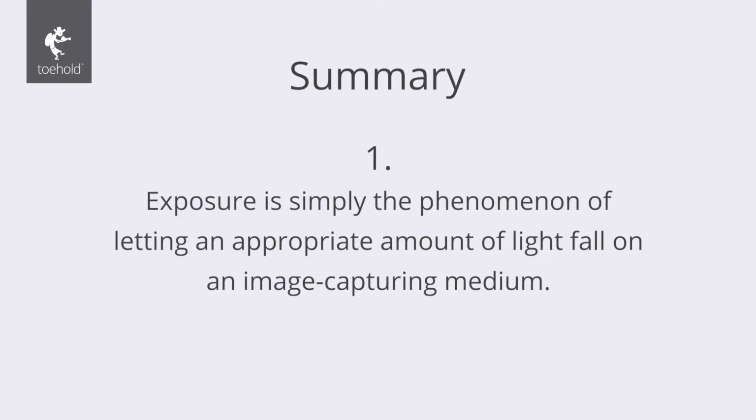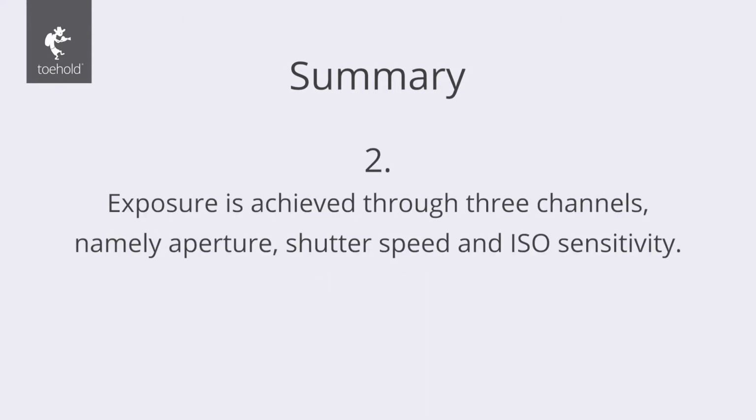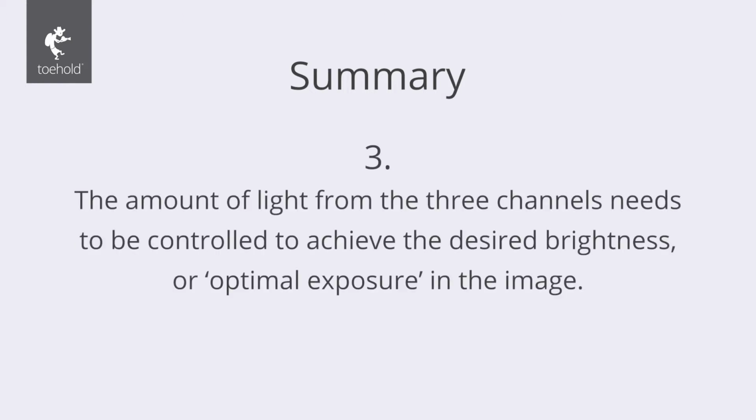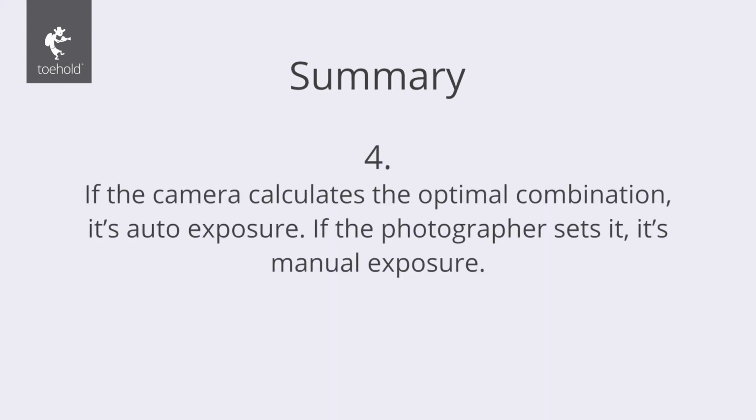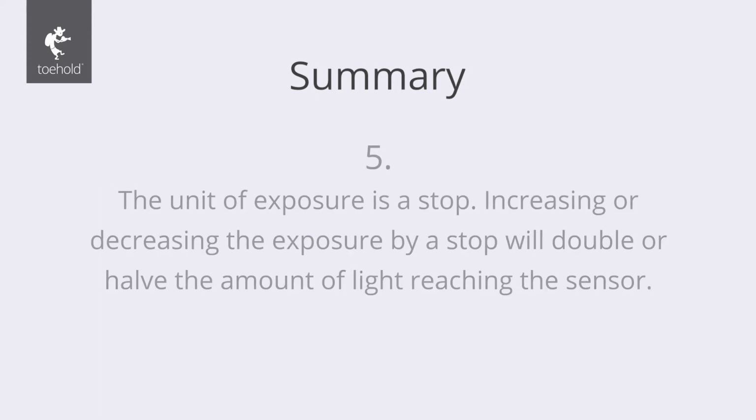We'll learn more about this in the upcoming videos, but for now, let's summarize what we have learned in this video. Exposure is simply the phenomenon of letting an appropriate amount of light fall on an image capturing medium. Exposure is achieved through three channels, namely aperture, shutter speed, and ISO. The amount of light for the three channels needs to be controlled to achieve the desired brightness or optimal exposure in the image. If the camera calculates the optimal combination, it's auto exposure. If the photographer sets it, it's manual exposure. The unit of exposure is a stop.